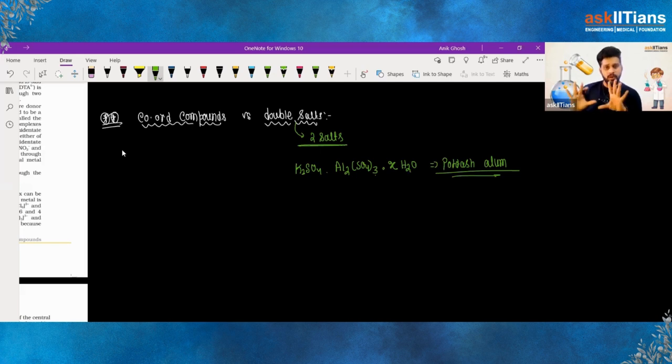There's something similar called Mohr's salt as well. There it is ammonium sulfate, which is there specifically. I'm going to talk about the formulas and everything. Now, if you look into this kind of compound, what is happening here, guys? Potassium sulfate and aluminium sulfate are mixed together. That's called a double salt, right? So this is also a complex kind of salt.